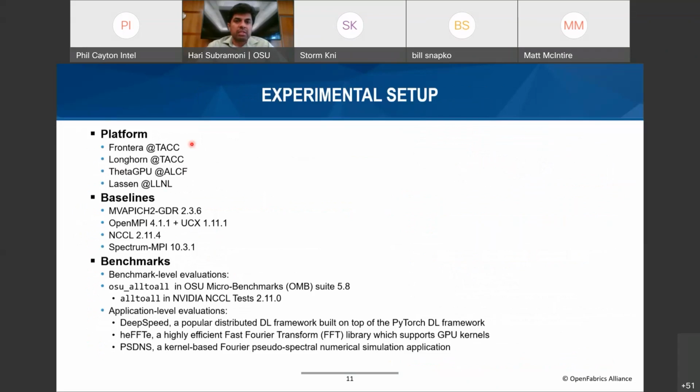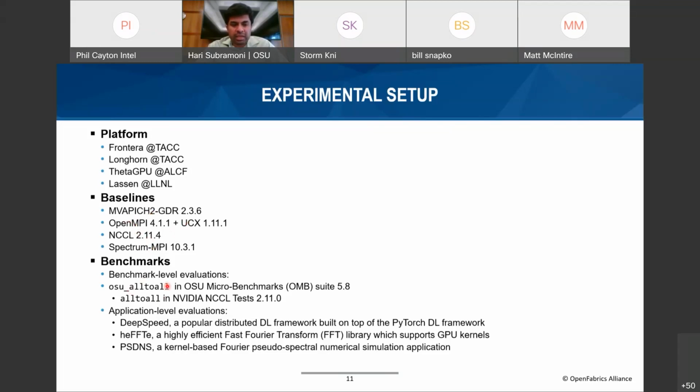We performed the experiments on multiple clusters: Frontera at TACC and Longhorn at TACC. The Frontera supercomputing system has a partition that has the RTX GPUs. Then the ThetaGPU system at ALCF, the Argonne Leadership Computing Facility, which is a DGX2 system, and the Lassen supercomputer at Lawrence Livermore. We used multiple CUDA-aware communication runtimes, including NCCL, Spectrum MPI, OpenMPI plus UCX, and MVAPICH2-GDR.